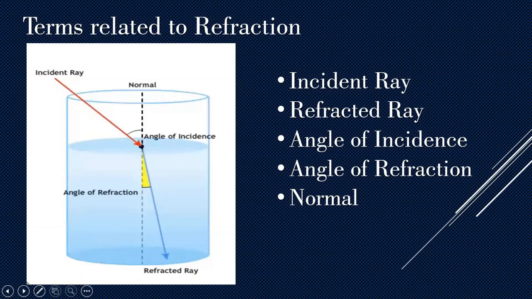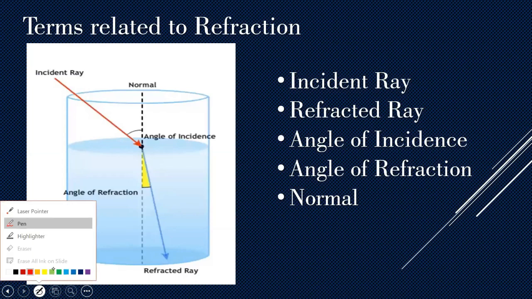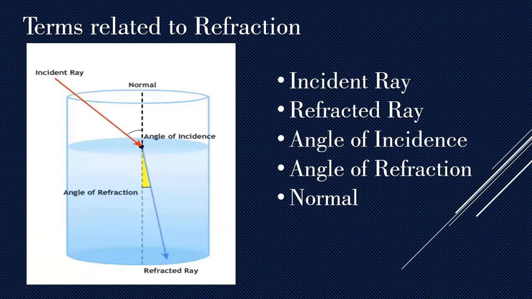Okay, now in order to understand refraction, we should first know certain basic common terminologies that we use already. After studying the concept of reflection, we are well aware of these terms. Incident ray, the ray which is coming from the source of light, is called the incident ray. Now here, instead of reflected ray, we are going to use the term refracted ray. Refracted ray: when this incident ray passes from one medium to another, it gets refracted from the interface. So this blue one is your refracted ray.